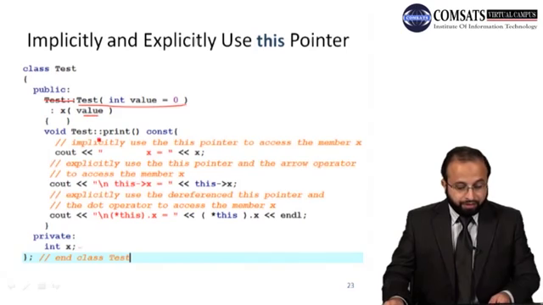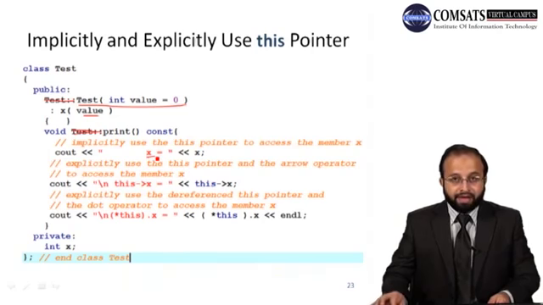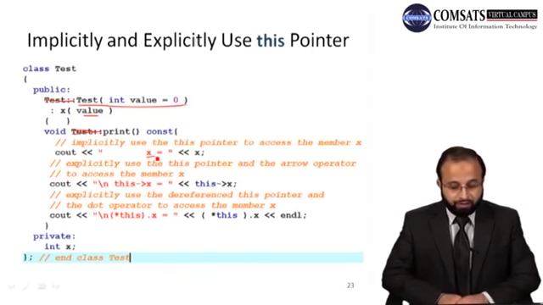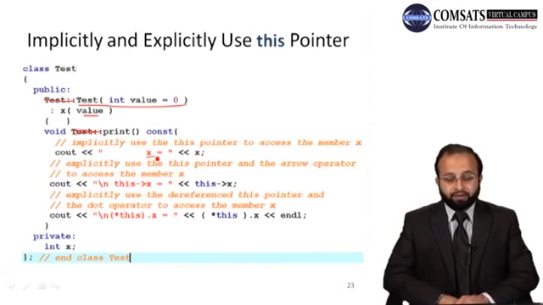Now in the print function, just ignore this thing as well. In the print function, you will see that we are going to display the value of x over here. So that is the implicit use of this pointer to access the member x. Implicit means the compiler will use this pointer here to access the value of the private data member.